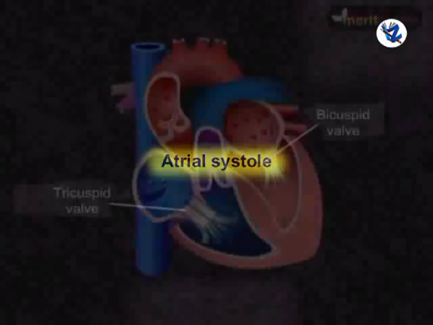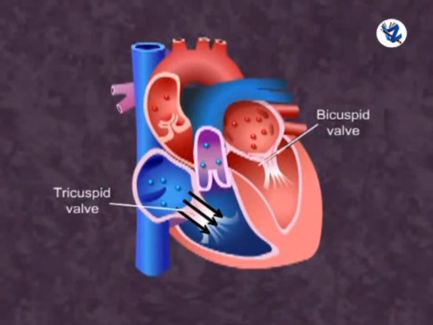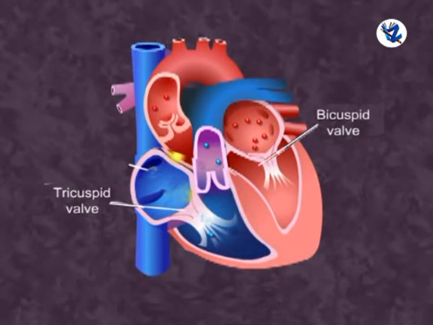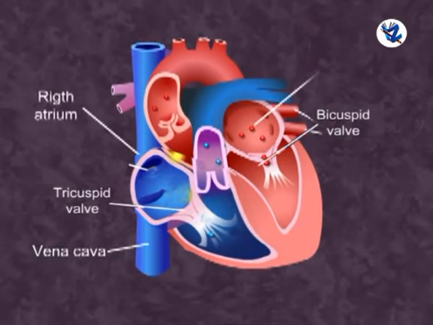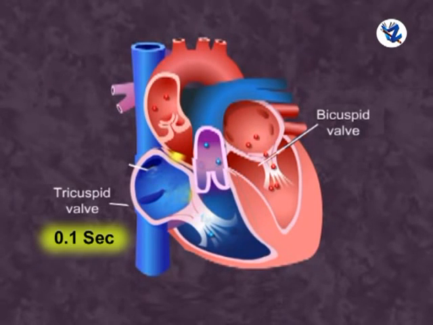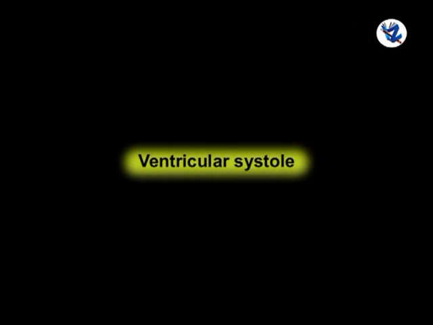First, atrial systole. The deoxygenated blood from the right atrium enters the right ventricle through the atrioventricular aperture and the backflow is prevented by the tricuspid valve. The oxygenated blood from the left atrium enters the left ventricle through the atrioventricular aperture. The backflow is prevented by the bicuspid valve. The atrial systole lasts for 0.1 second.